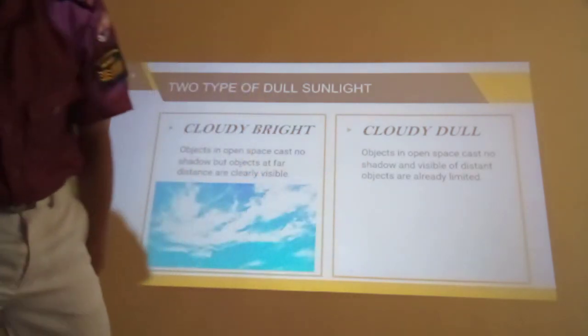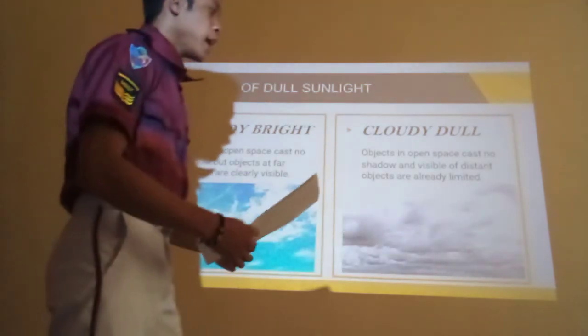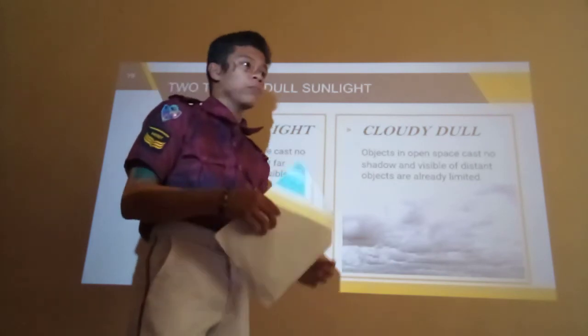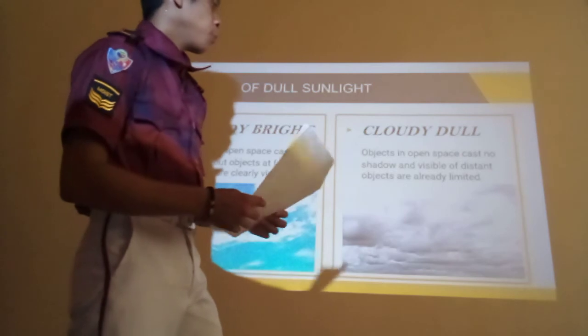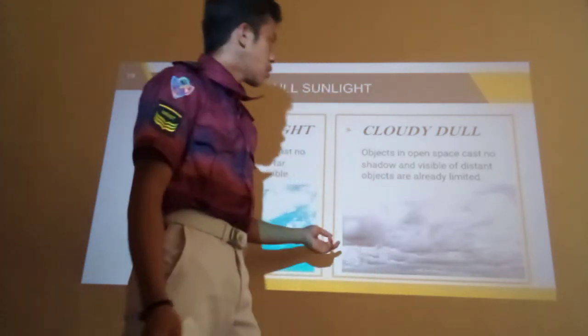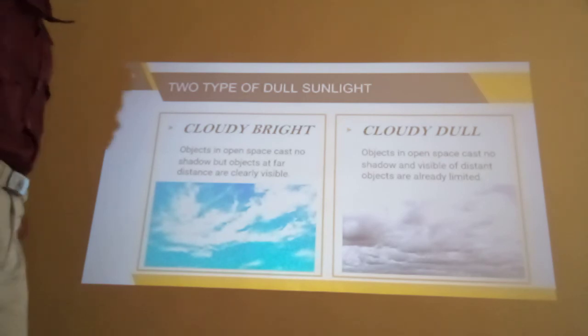So I have here an example of cloudy dull. As you can see, in Bisaya it is what we call dagum. So these are the examples. These are the two types of dull sunlight.